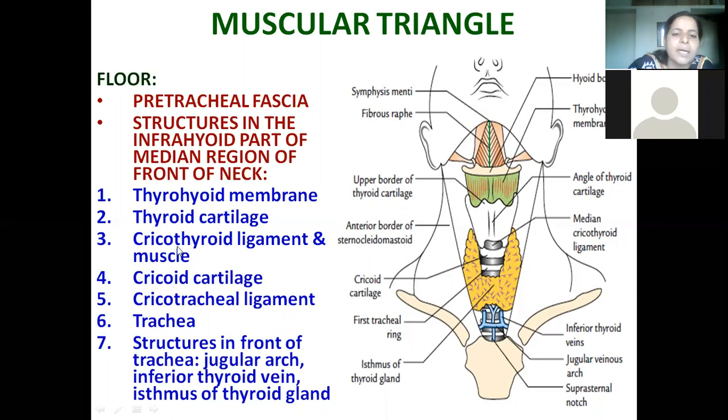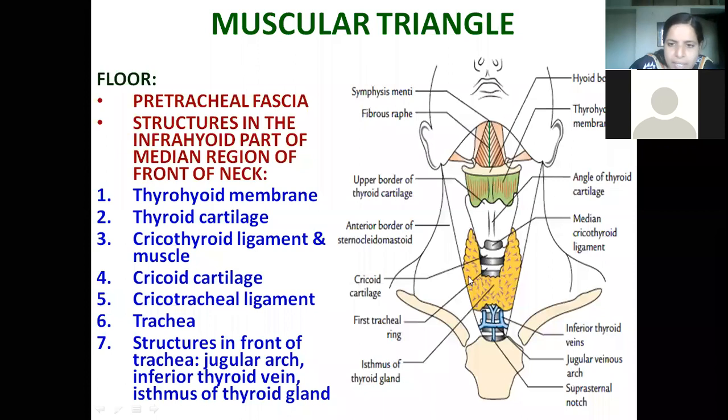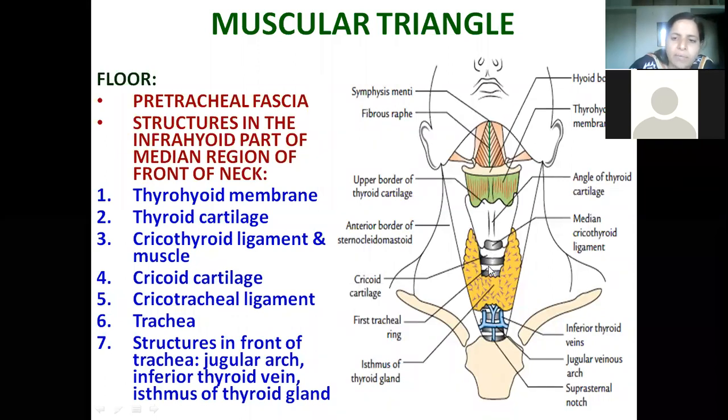You call it the cricothyroid ligament. This I told you when we were doing the larynx, in fact. So this is the cricoid cartilage, which is labeled as white here. Whatever rings you are finding below as we proceed, these are the tracheal rings.